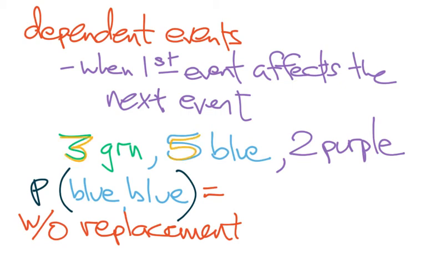So if we think about the first event, we have to think about the number of possible outcomes. So I have 3 plus 5, that's 8, plus 2. So there's 10 possible outcomes. If I'm interested in the blue, well, there's 5 favorable outcomes, right? There's 5 blues. Now, again, here's the kicker. You're not replacing the marble. You're holding on to it.